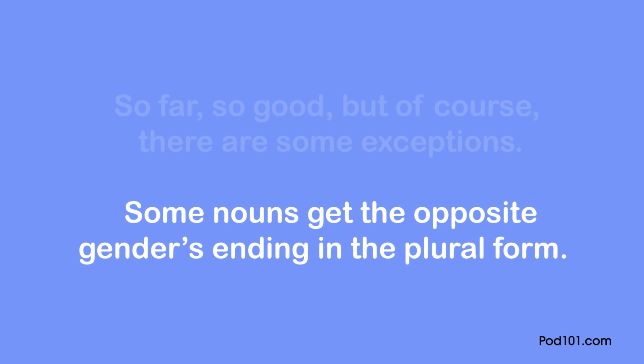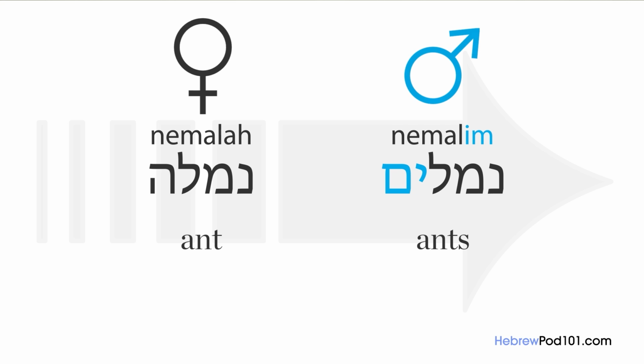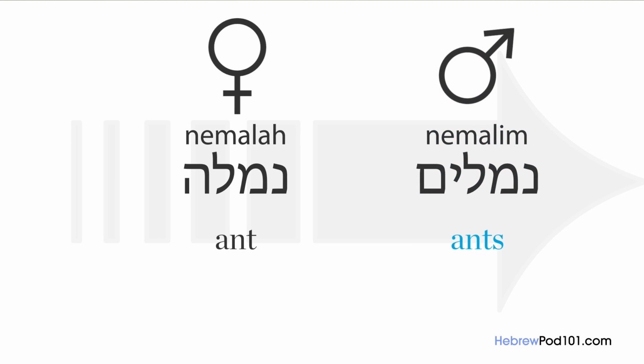Some nouns get the opposite gender ending in the plural form. For example, the word ant in Hebrew is nemala. It ends in hey, and like most of the nouns that end in this letter, it's a feminine noun. However, in the plural form, it takes on the masculine ending, so it sounds like this, nemalim, meaning ants.